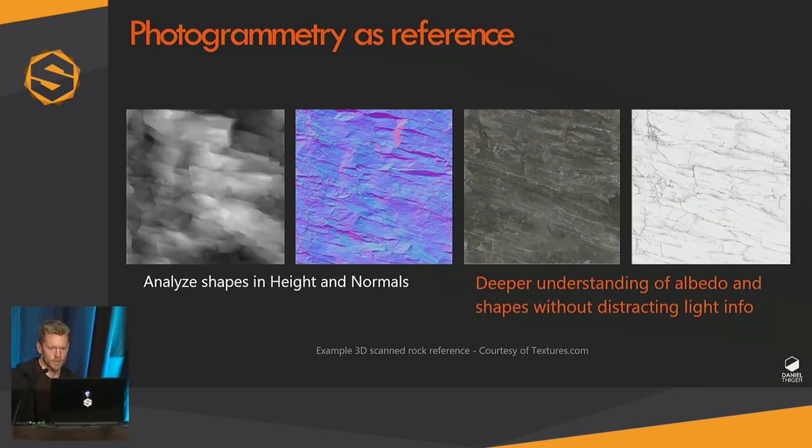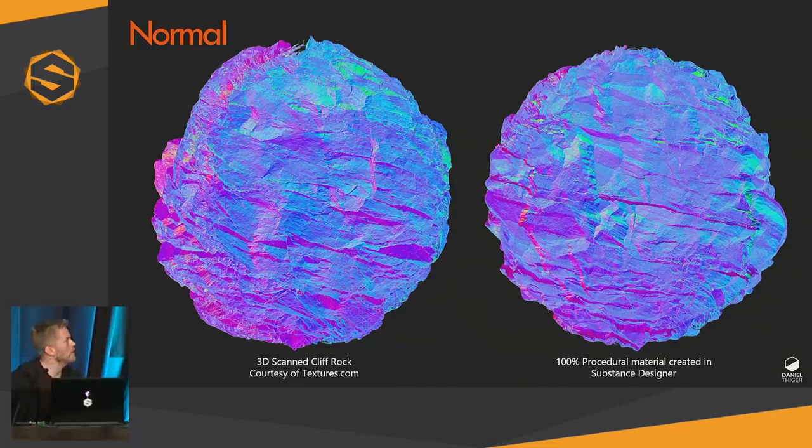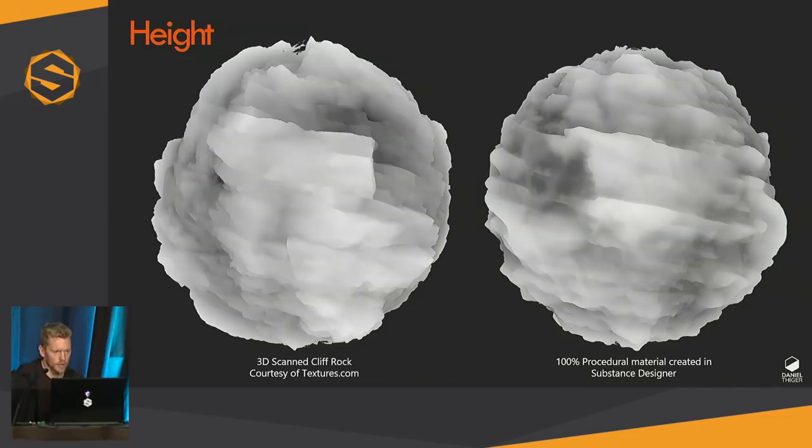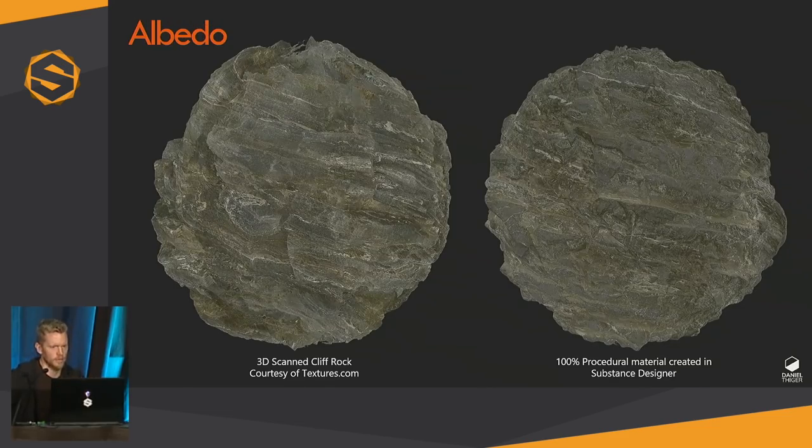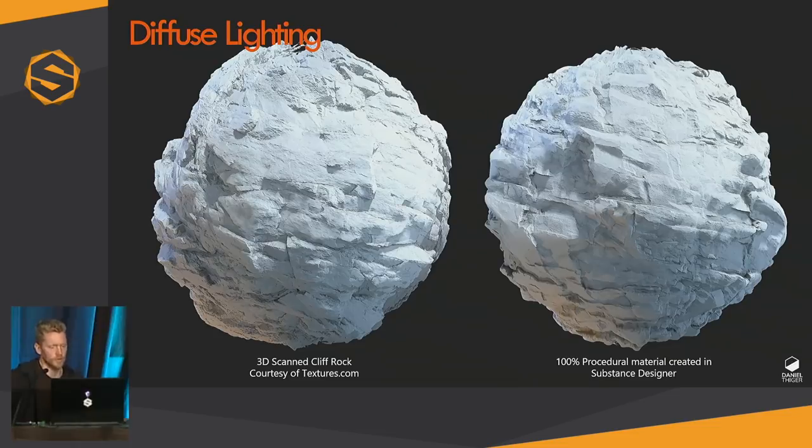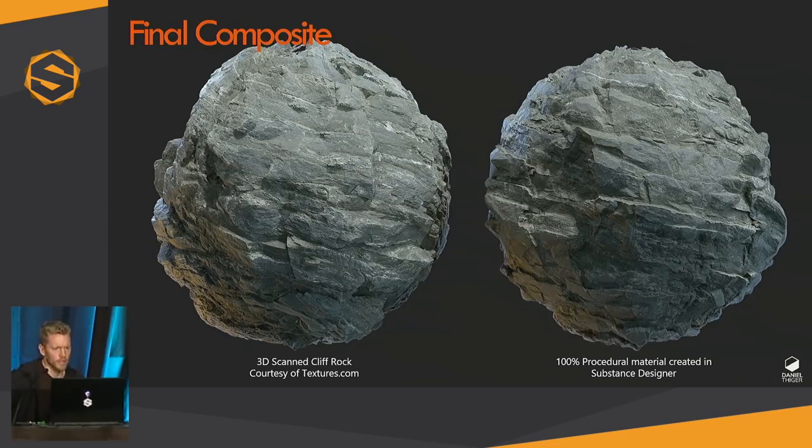So we're going to go into a little side-by-side where I try to build alongside this data, analyzing height, normals, and diffuse. So to your right is the procedural version. And you can see some stuff clearly doesn't match, but it's fairly close in most cases. And the same for the albedo, really looking at all the details where dirt accumulates and trying to mimic it using procedural methods. And this is diffuse lighting, just gray diffuse with AO. And here's the final composite.